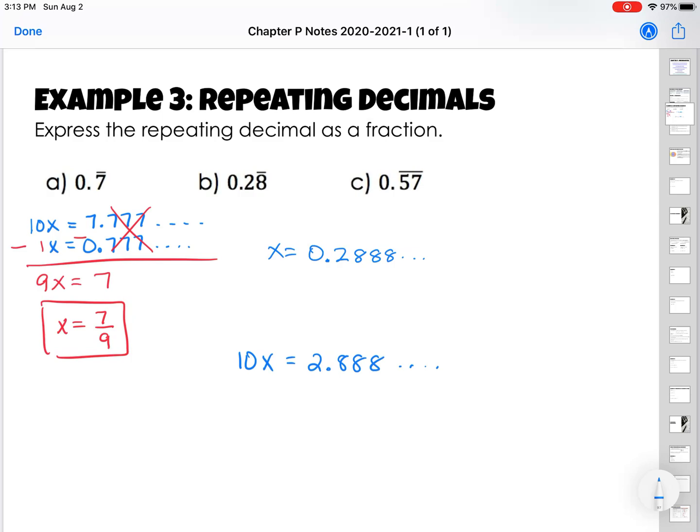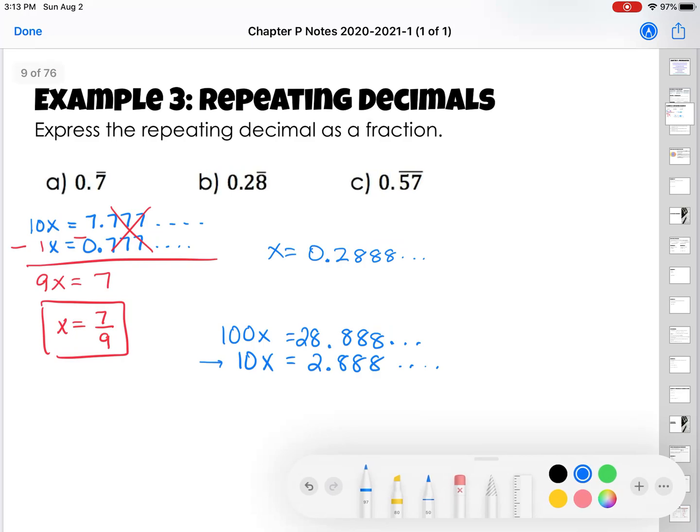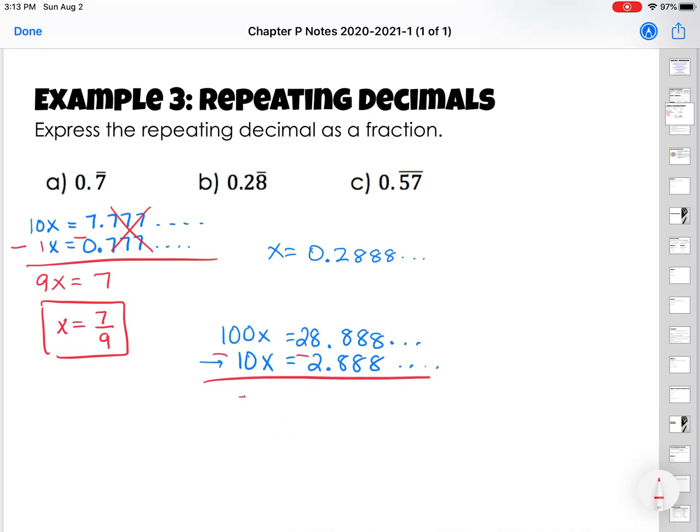So just like I did before, if I think of this as the original equation, I could multiply again by 10, so that would give me 100x. If I multiply the right by 10, that gives me 28.8 repeating. And then I can subtract, and the 0.8s are going to cancel out. So that's, let's see, 90x is equal to 26. Okay. And then I could divide by 90 on both sides, and I get x is equal to 26 over 90.